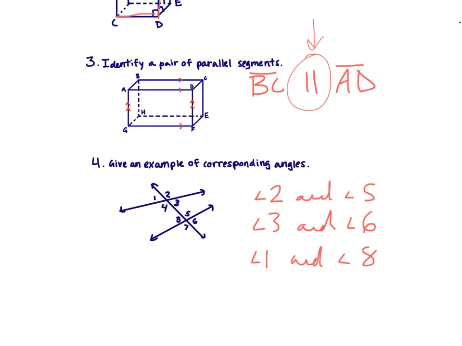Reese, what's the last pair? Angles 4 and 7. On a test, you only have to name one, but on the homework, if you put any of those, it'd be right. Yes? For number 3, can also be DF and AG. Yes, it can also be DF and AG.